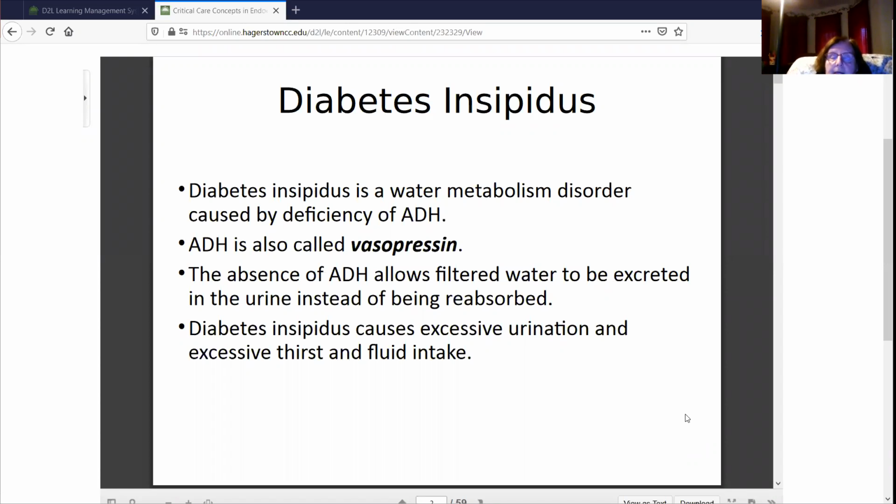Critical care concepts in endocrine nursing. And we're going to start out with diabetes insipidus, which is a water metabolism disorder, and it's caused by deficiency of ADH. ADH is also called vasopressin. And when ADH is lacking or absent, it allows filtered water to be excreted in the urine instead of being reabsorbed. So it causes excessive urination, excessive thirst, and fluid intake.